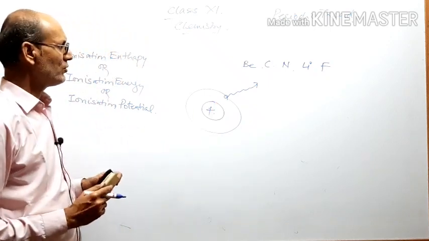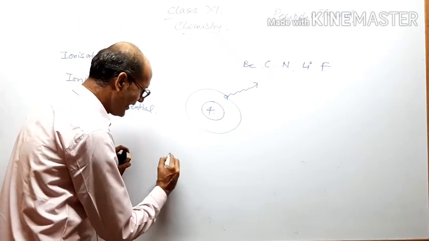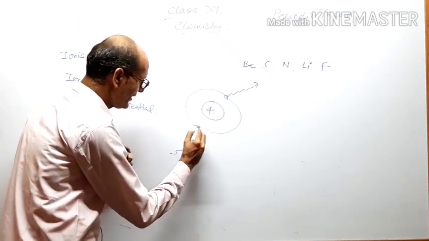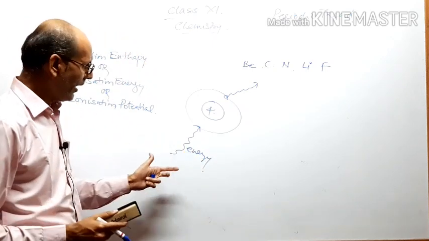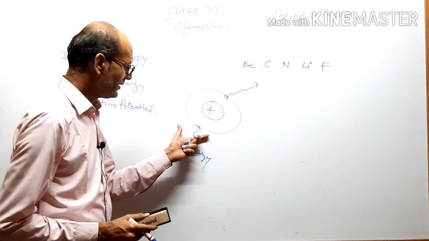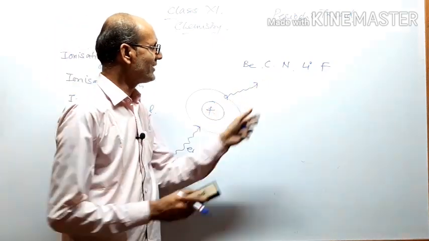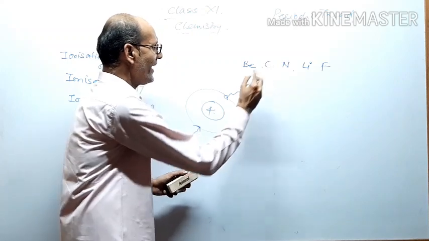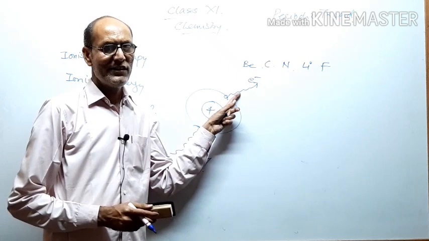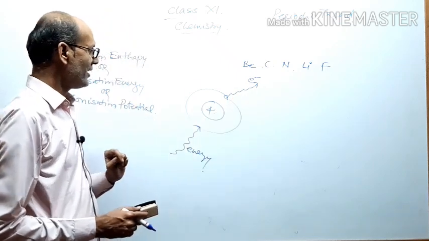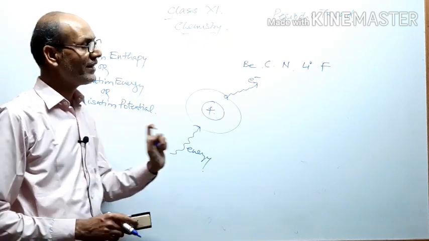Suppose you want to remove an electron from this atom, so you have to provide energy or radiation. When you give the energy to the atom, the electron will be removed. The energy required to lose an electron from a neutral atom to form an ion is called ionization potential, ionization energy, or ionization enthalpy.